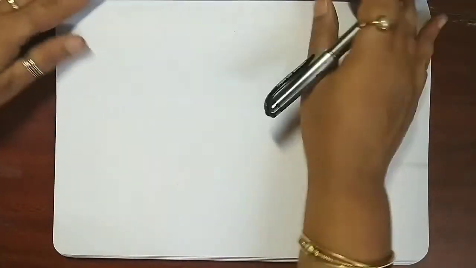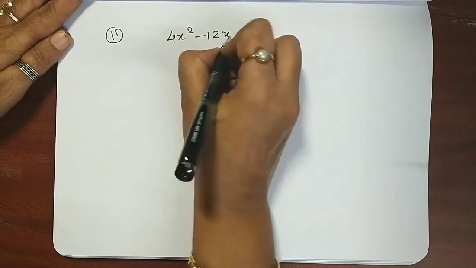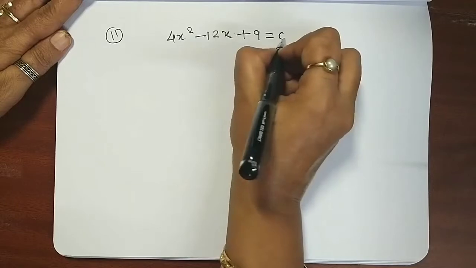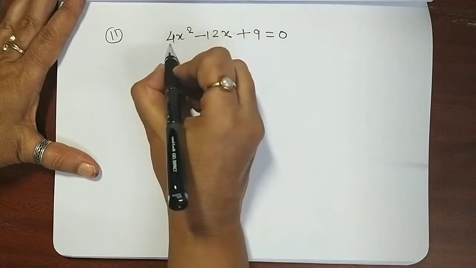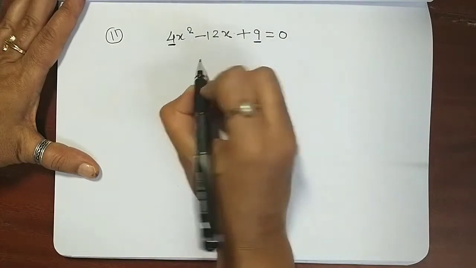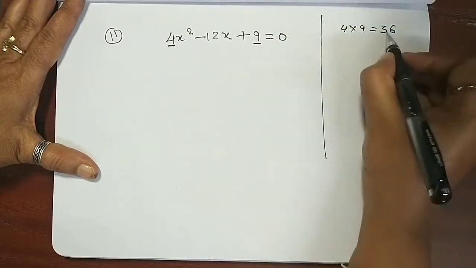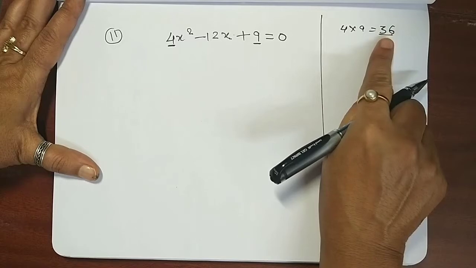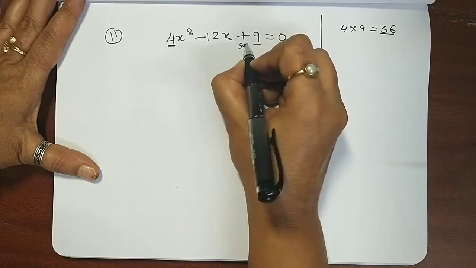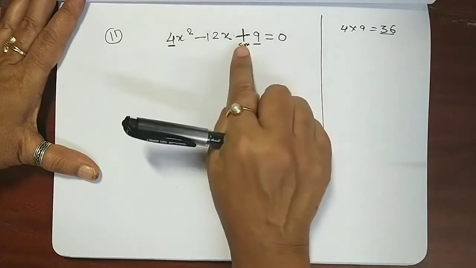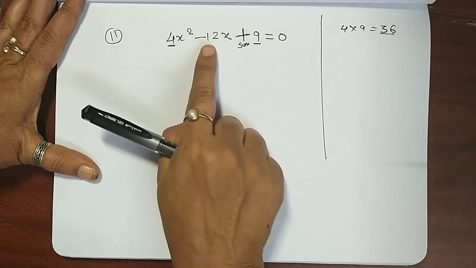Now let me solve one more question which is very simple. It says 4x square minus 12x plus 9 is equal to 0. Out of this, what is the step? First and last we multiply. So 4 into 9 is 36. And this number 36 we have to factorize in such a way that I get 12 by sum. This sign you have to check, the third sign. If this is sum, it means I have to factorize 36 in such a way to get 12.